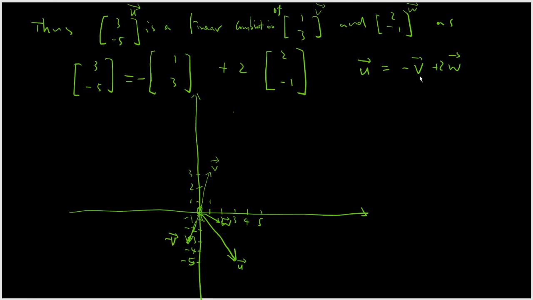And then we also need 2w. So w is here. Now you look at the mouse cursor. So w is here. 2w is twice as long, in the same direction. 2w is here.